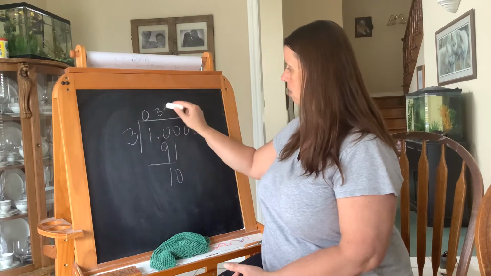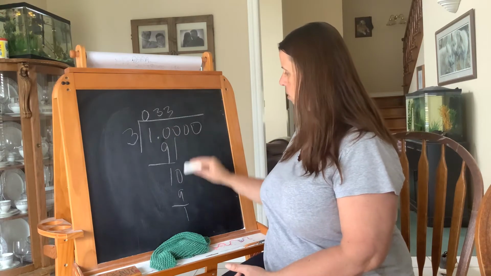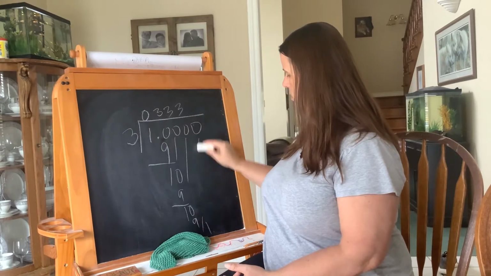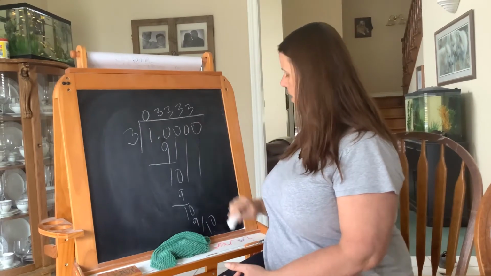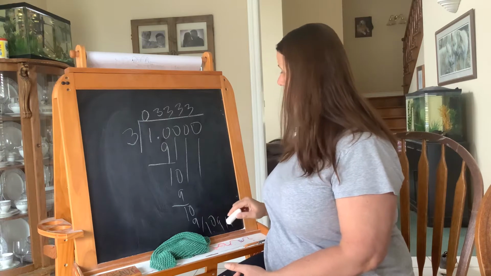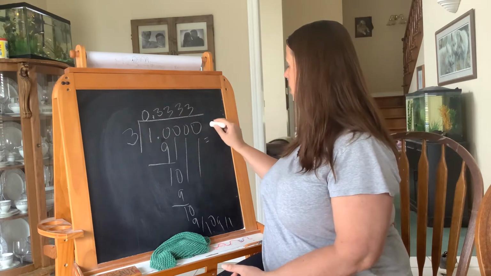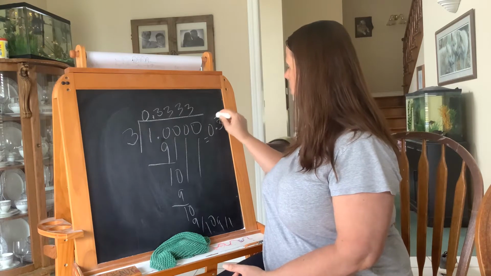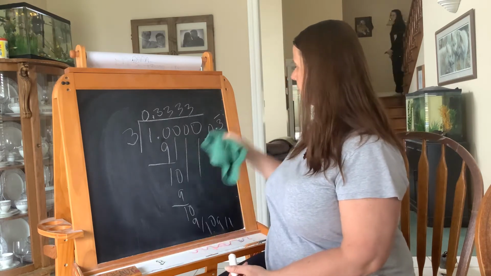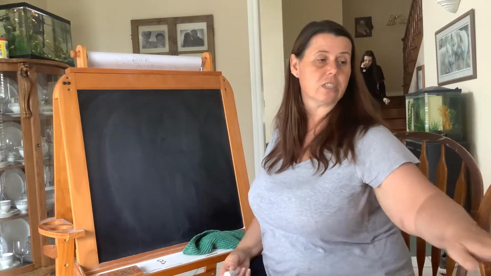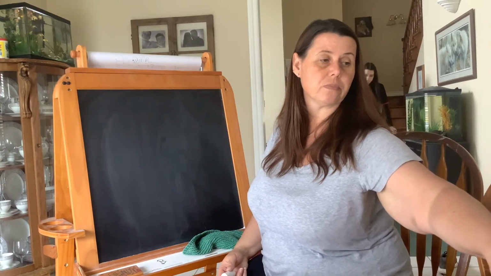3 goes into 10 3 times, 9, 1 left over. 3 goes into 10 3 times, 9, 1 left over. Okay? So, decimal 333, so in bar notation it would be 0.3 with a line over the 3. Okay? Pause the video, go finish the second half of number 4.